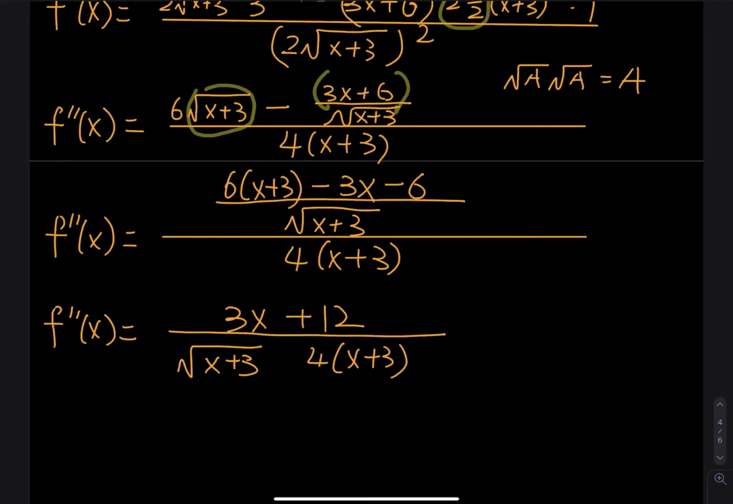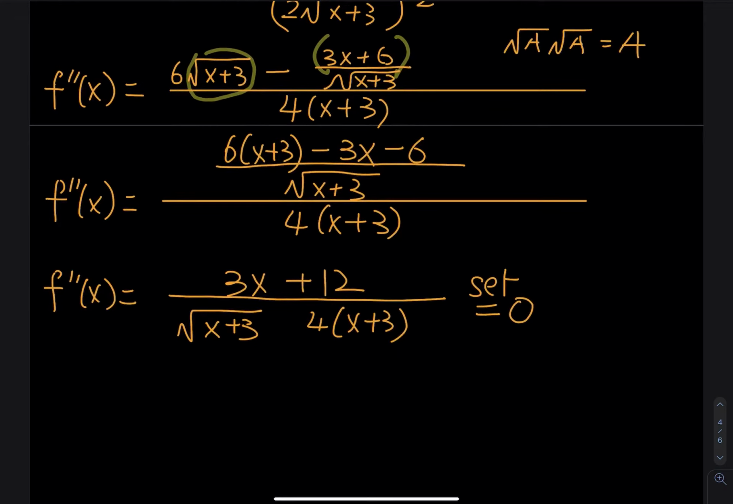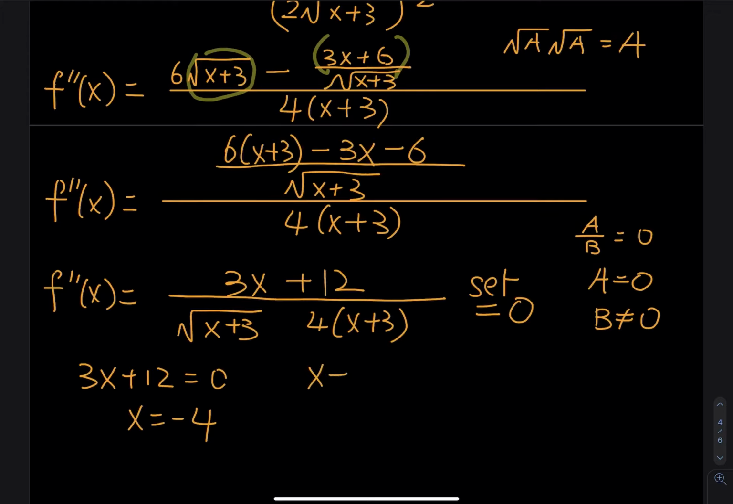So once you get into that, you set this equal to 0, and then you solve for x. All right, so when you have a numerator divided by a denominator equal to 0, what should the numerator be? One thing that I know is a has to be 0 and b can never be equal to 0, right? So we have 3x plus 12 equals 0, and then x is equal to negative 4. And then what else do we have to pay attention to? In the denominator, we have to emphasize that x plus 3 can never be equal to 0 because I do not want to have a 0 in the denominator. So x is not equal to negative 3.